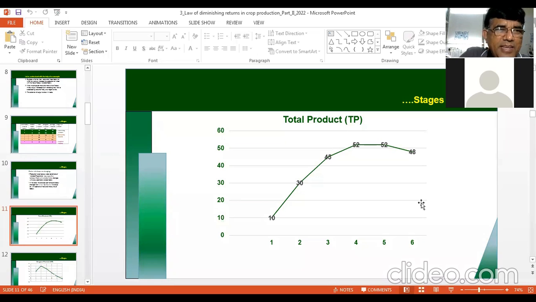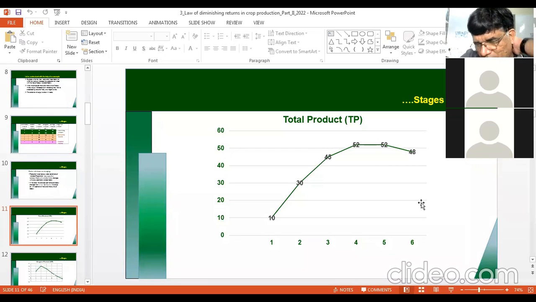This line is TPC. Total product curve. Very good. So this is your total product curve, TPC. This line is known as the total product curve, TPC.